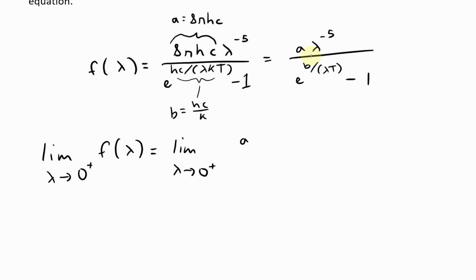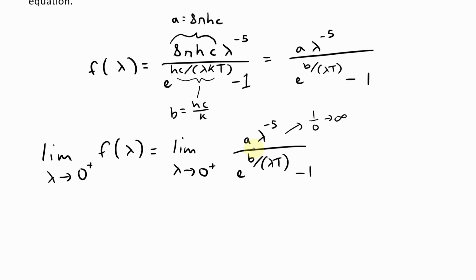So a lambda to the -5, divided by e to the b, and then divided by lambda t, minus 1. Like that. Now what happens here as this goes to 0? This lambda is going to be 1 over 0, because it's a power of -5. That goes to infinity.